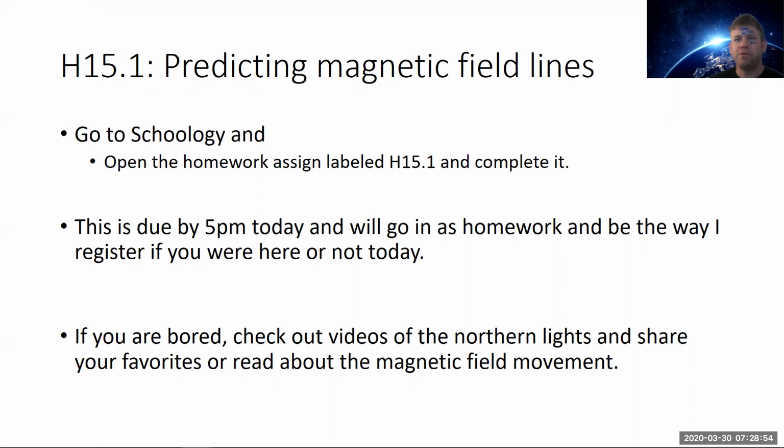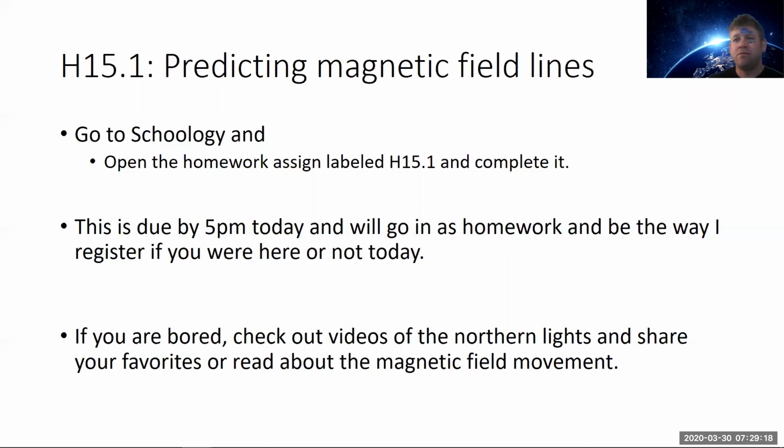So hop up onto Schoology at some point in time. What you're going to find is that there's homework up there for you. It's predicting magnetic fields. It's a combination of book work and some non-book work questions. This one will be due by 5 p.m. today. It'll go in as a homework score, but also when you complete it, it will count as your attendance for the day.